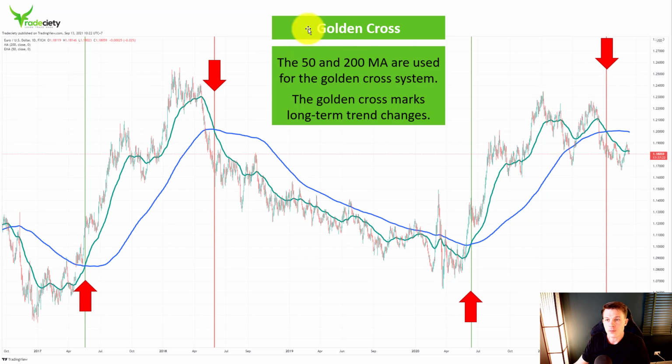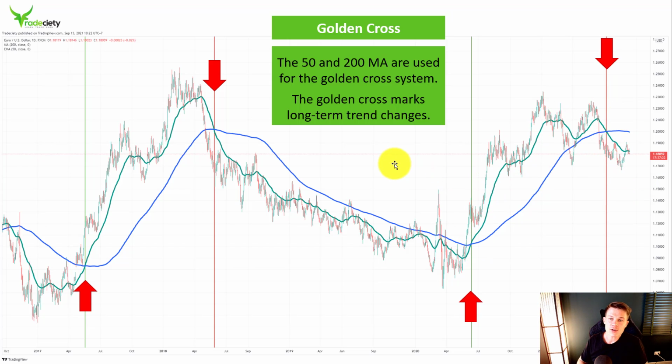Another approach for using a moving average is the so-called golden cross. For the golden cross, what you usually do is combine the 50 and the 200 period moving average on the higher time frame. The idea is that whenever the moving averages cross, this often indicates a long-term trend change. So you can see I marked all the crosses of the two moving averages. Here, the 50 crosses above the 200, and this foreshadows the uptrend. Here, the 50 crosses below the 200, and afterwards the market was in a bearish market. Here, again, crossing upwards, uptrend, and crossing downwards.